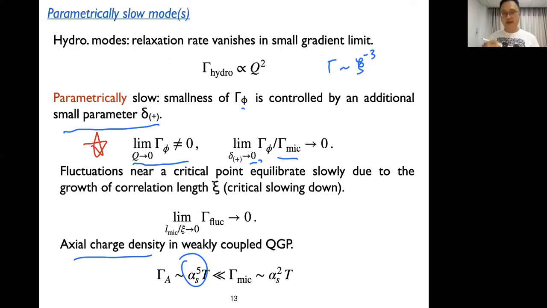However, in many physical situations, there are some additional parameters which, if that parameter is zero, then the equilibration rate of that mode becomes very small. So the point is, in addition to small gradient, there could exist some small parameters which control the slowness of the relaxation. Okay. Does this answer your question?